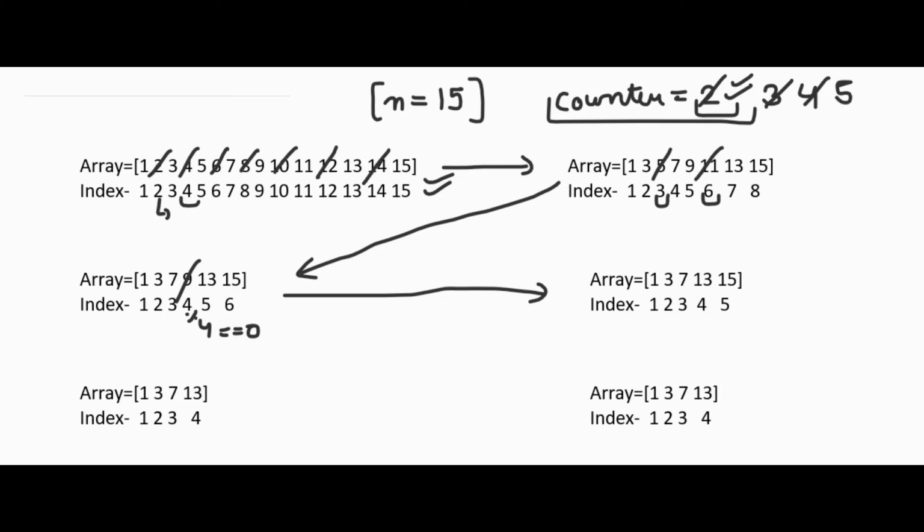Now it will be 5, and the indexes which are divisible by 5 will get deleted. So 15 will get deleted. That means the thing we were finding at the start, whether 15 is a lucky number or not, we have reached our conclusion in the process: 15 got deleted here and it is not a lucky number.